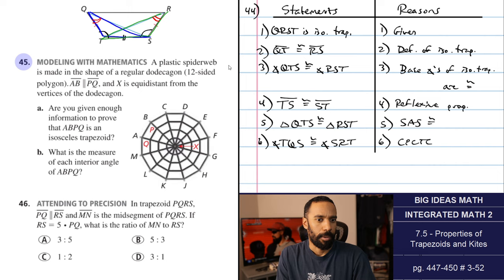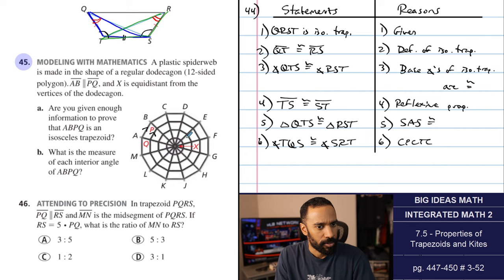A plastic spider web is made in the shape of a regular dodecagon where segment AB is parallel to segment, oh, right here, PQ. Oh, that must be a trapezoid. And X is equidistant, where's X? Oh, in the middle. From the vertices of the dodecagon. Are you given enough information to prove ABPQ is an isosceles trapezoid?